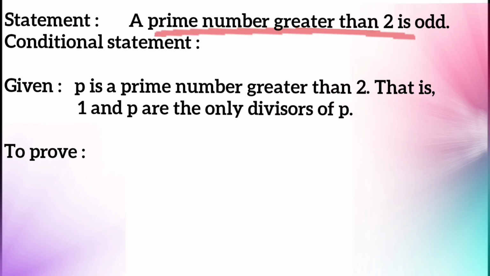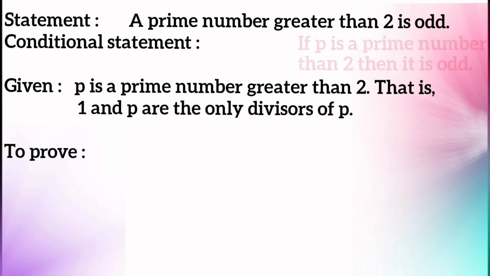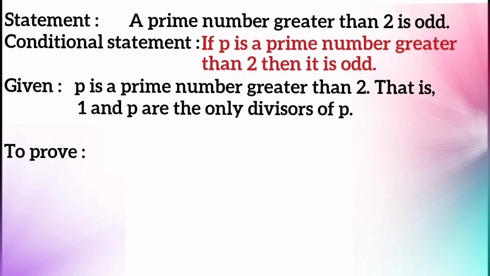Here the statement is: a prime number greater than 2 is odd. If we write it in the form of a conditional statement, we write: if P is a prime number greater than 2, then it is odd. So if P is a prime number which is greater than 2, then it should always be an odd number. This is what we have to prove.